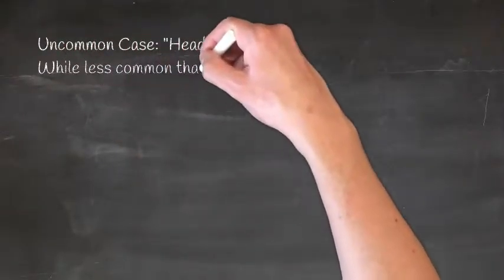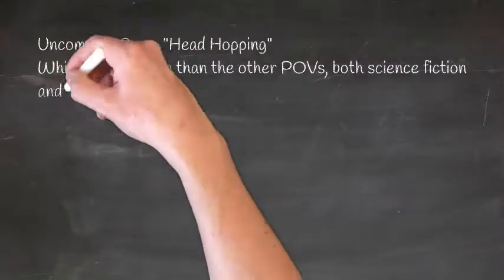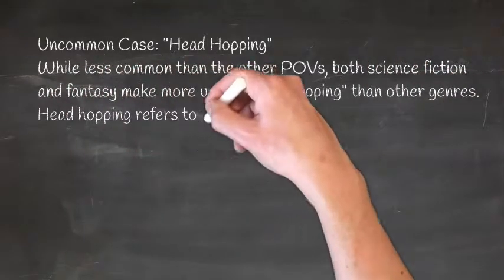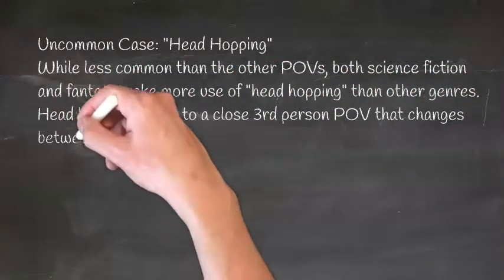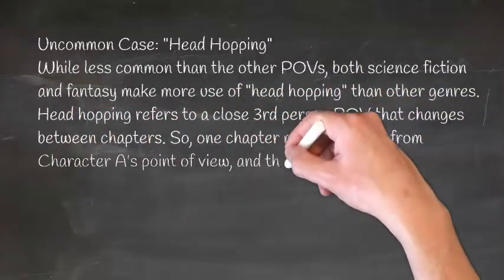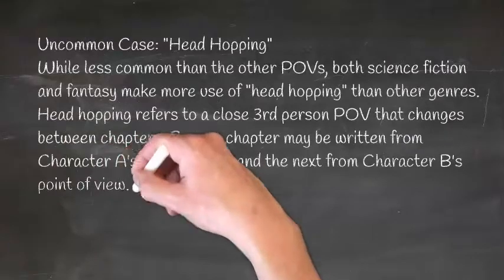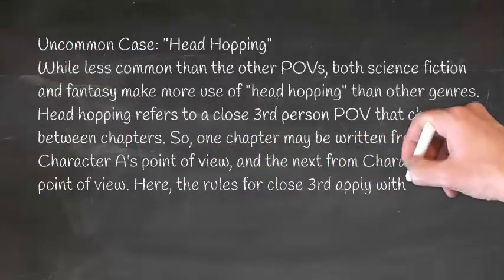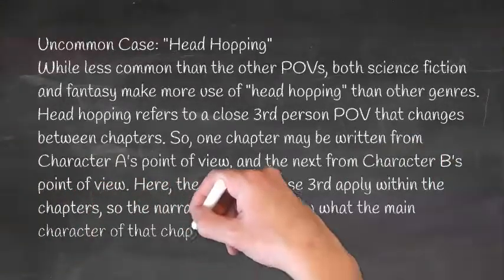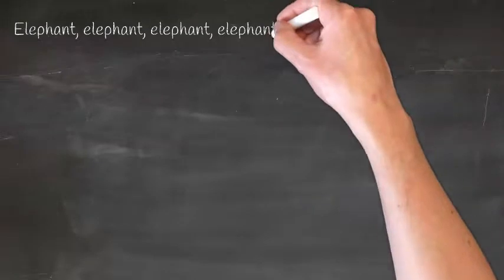Uncommon case, head hopping. While less common than other POVs, both science fiction and fantasy make more use of head hopping than other genres. Head hopping refers to a close third-person POV that changes between chapters. So one chapter may be written from character A's point of view and the next from character B's point of view. Here, the rules for close third apply within the chapter, so the narrator can only know what the main character of the chapter is thinking or feeling.